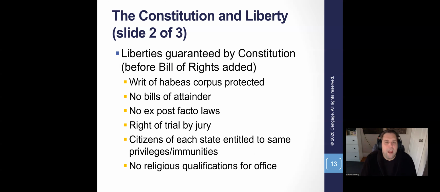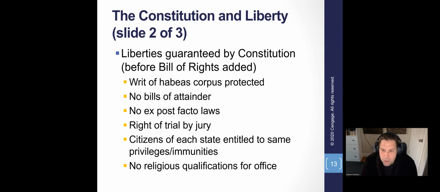So liberties are guaranteed by the Constitution before the Bill of Rights was added, including things like the writ of habeas corpus, no bills of attainder, no ex post facto laws, the right to trial by jury. Citizens of each state are entitled to the same privileges and immunities, and there are no religious qualifications for office. So these are already some liberty-based things. You know, you have to prove a crime was committed. You know, you can't be charged for a crime if there was no criminal law on the books beforehand that established it as a crime.